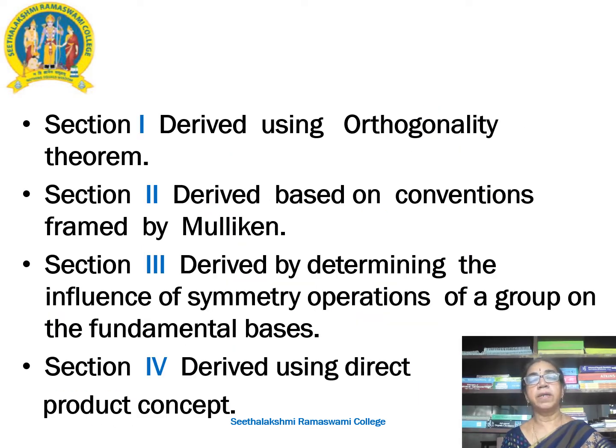Section 1 can be derived using the great orthogonality theorem. Section 2 can be derived based on conventions framed by the scientist Mulliken. Section 3 can be derived by determining the influence of symmetry operations of the point group on the fundamental basis, that is x, y, z. Section 4 is derived using direct product concept.